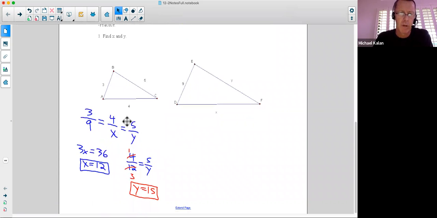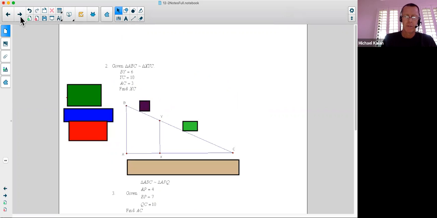So let's say I just wanted to solve this first part, 3 over 9 equals 4 over x. I could do cross products. So 3x equals 36, means equals extremes, divide by 3, x equals 12. And then once I know 12 goes here, right, I could go 4 over 12 equals 5 over y. Could you also do this by setting 3 over 9 equal to 5 over y? Sure, absolutely. And either way, you get 15. All right, let's go to the next one.